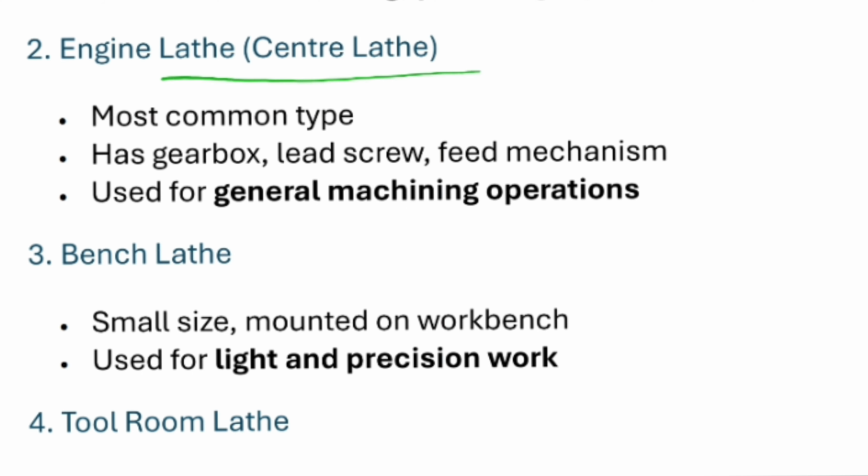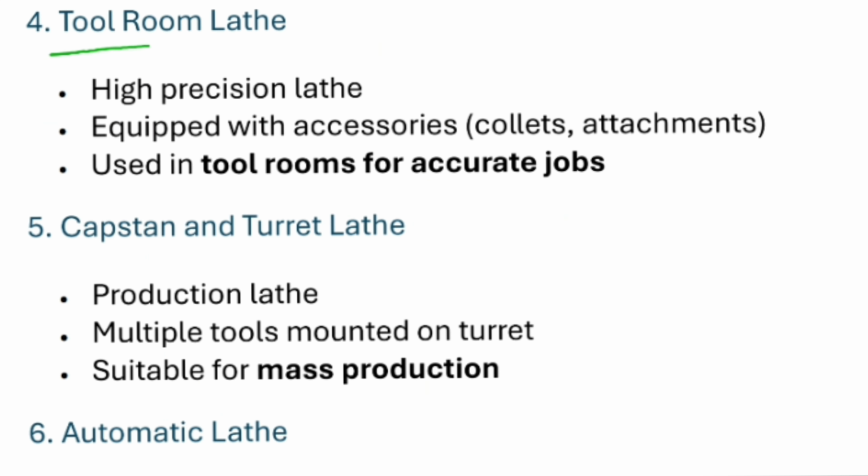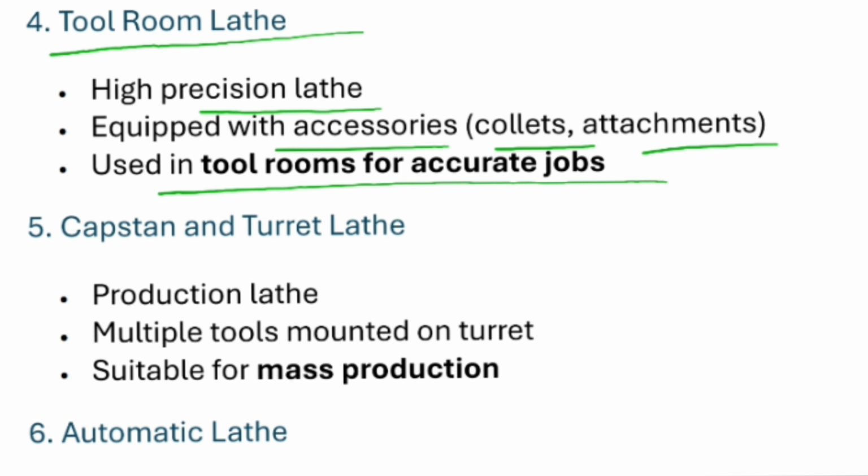One more name, we call it a center lathe. It is the common type we are using. It has a gearbox, lead screw, and feed mechanism, and we can use it for general machining operations. Next is the bench lathe. It is small in size and mounted on a workbench. We can use it for light and precision work. Next will be the tool room lathe. It is a high precision lathe equipped with accessories such as collets and attachments, and we can use it for accurate jobs.